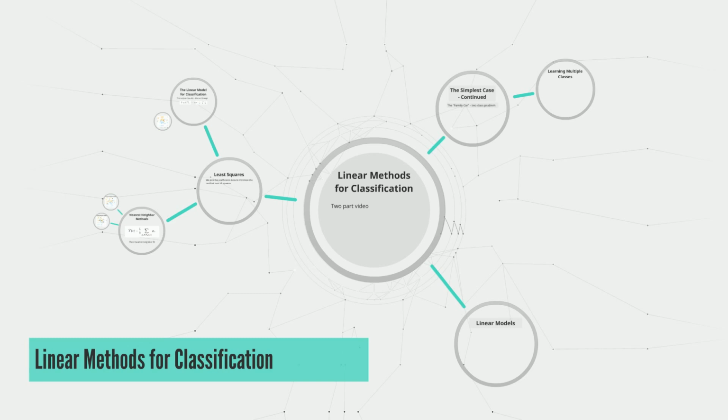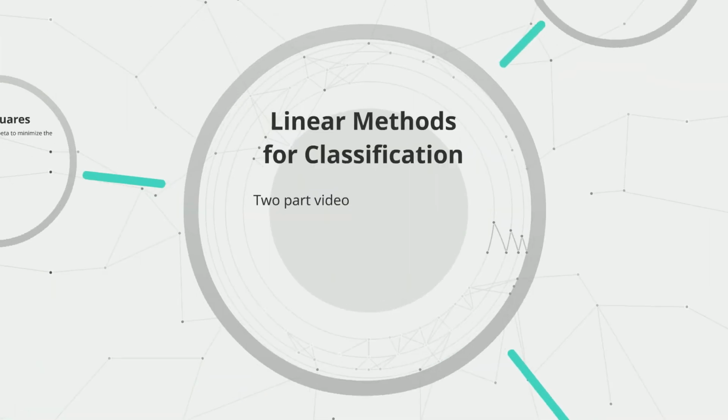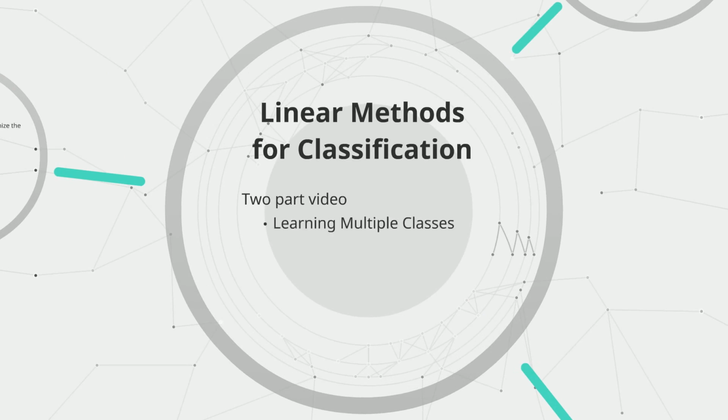So we're going to dive into more of the details, look at some of the actual math behind classification tasks, as well as expand upon our simplest case. So let's get started. This is going to be a two-part video, and again, the first one is going to expand our simplest case and talk about learning multiple classes. So what do we do when we have more than just family cars in our example from video 1?